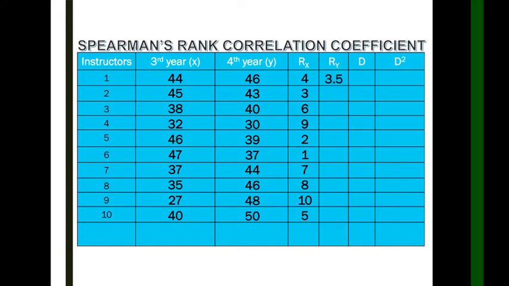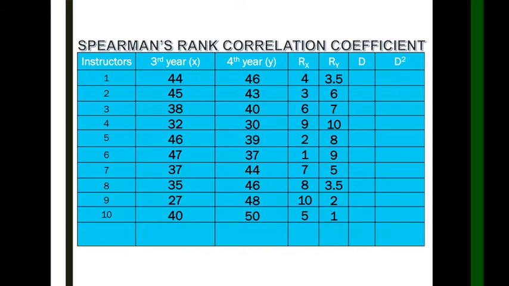For Ry, we have 46 is 3.5, 43 is 6, 47 is 3, 39 is 8, 37 is 9, 44 is 5, 46 is 3.5, 48 is 2, and last 51. The highest score is 50, and the lowest is 30. There is a tie between instructor 1 and instructor number 8. They both got 46 for the 4th year students.